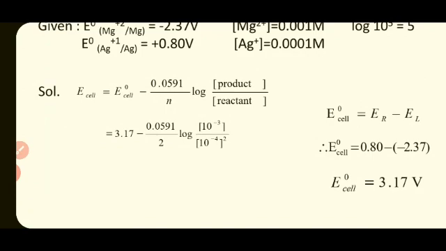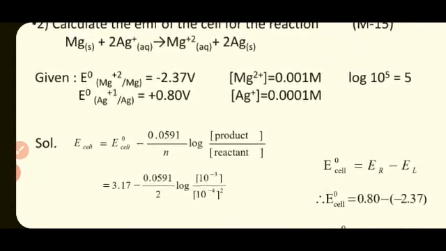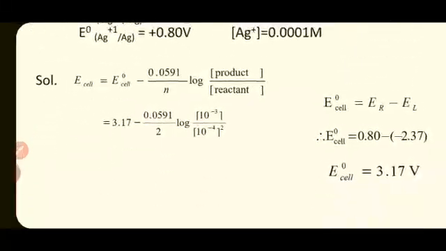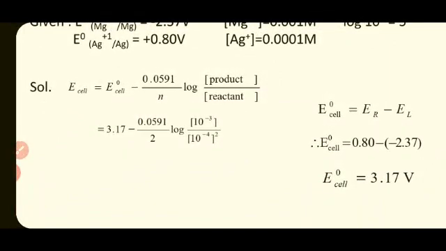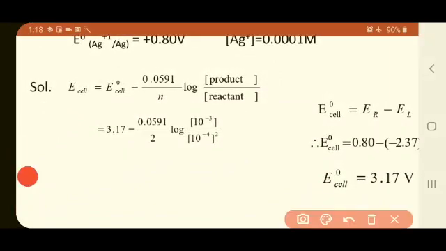As I have told you, I have converted these values which are in decimals into powers of 10. So 10 to the power minus 3 is the magnesium concentration, and 10 to the power minus 4 is the Ag ion, that is the silver ion concentration. Now as the number of moles of Ag is 2, we have to take the square of this. So (10 to the power minus 4) squared will be 10 to the power minus 8. So this in the denominator becomes 10 to the power minus 8. Now when it goes to the numerator, it becomes plus 8. So 10 to the power minus 3 plus 8 becomes 10 to the power plus 5.